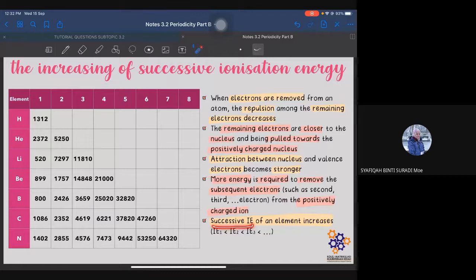Okay, so kita bagi contoh macam ni lah. Okay, so kalau kita tengok contoh, dekat boron contohnya, dia sentiasa meningkat lah, tak ada yang tiba-tiba sama ataupun menurun. Semua dia akan increases lah, i.e. dia akan makin lama makin meningkat. Okay, sebab lagi susah nak remove elektron yang hujung-hujung tu. Alright.